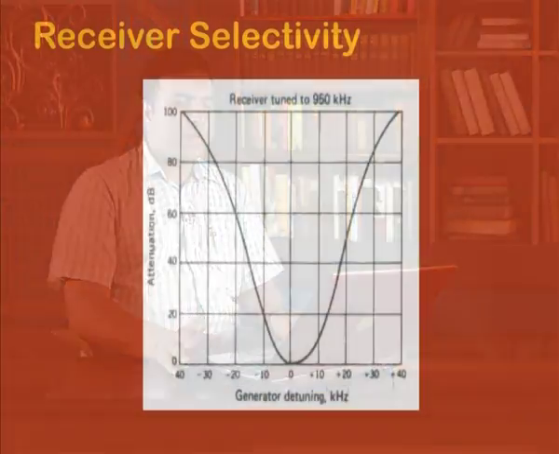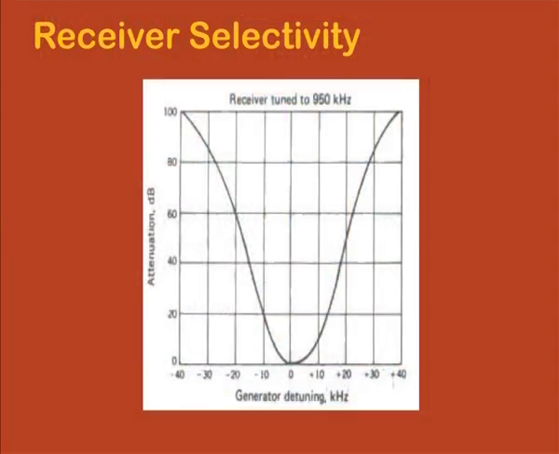Now, in this particular graph, we see the receiver selectivity for a typical AM receiver which is tuned to 950 kilohertz. The y axis is attenuation in dB and the x axis is the generator detuning frequency, which shows the offset with respect to 950 kilohertz. We can see that the center value corresponds to 950 kilohertz, where the attenuation is 0, and as we move away from 950 kilohertz, the attenuation keeps on increasing, providing better and better selectivity for different frequencies.